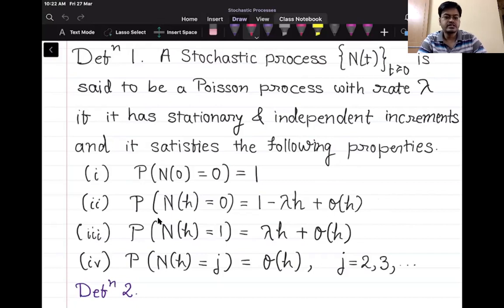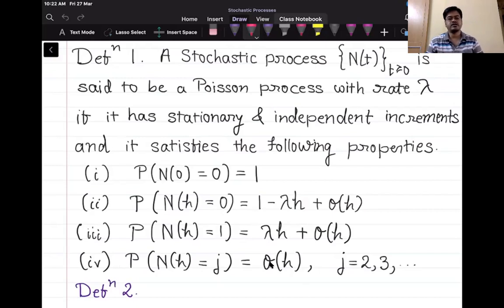Then the third condition is, the probability of N(h) equal to 1 is lambda times h plus order of h. h should be sufficiently small such that lambda times h is less than 1. And the fourth condition is, the probability of N(h) greater than or equal to 2 is of order h. That means all these terms, as h tends to 0, go to 0. If these conditions are satisfied, we will say a stochastic process is a Poisson process.